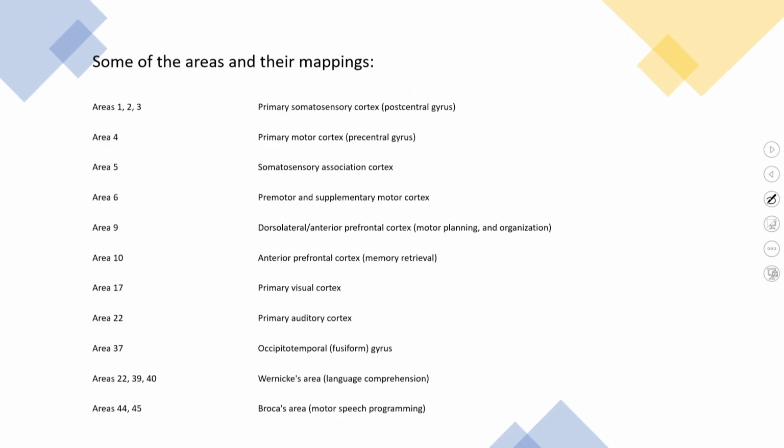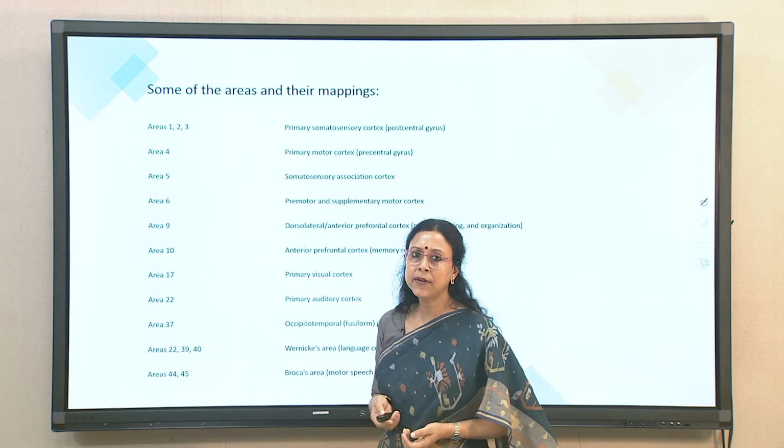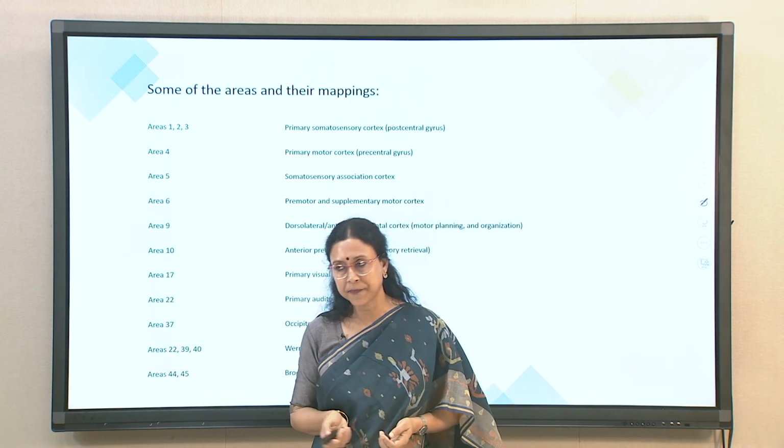Some of these areas we will be talking about often. So, areas 1, 2, 3 is primary somatosensory cortex, post central gyrus, area 4 primary motor cortex, area 5 somatosensory association cortex, and like this. Areas 44, 45 is Broca's area, and 39 and 40 are Wernicke's area. So, these are the areas that are more relevant for our purposes.